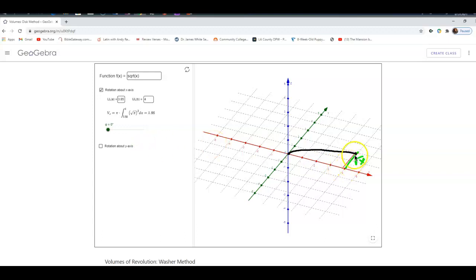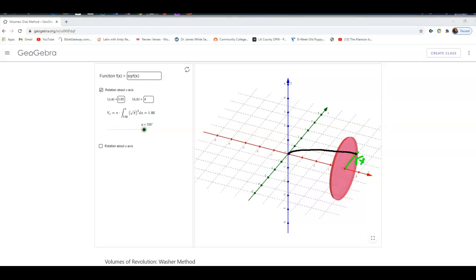Now what I want to do is rotate around the x-axis to create a circle. So watch what I do here. I'm rotating around the x-axis to create a circle. Now, what is the area of that circle? The area of that circle is pi r squared, right? And we've already talked about what the radius of that circle is. It's the square root of x. So the area of that little circle right there is pi r squared.